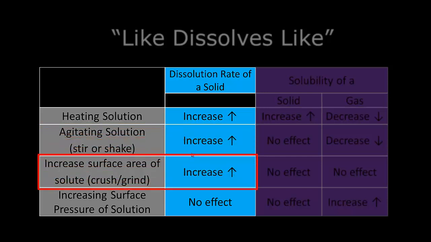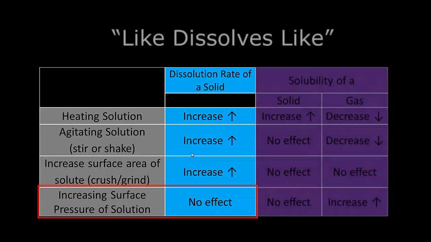Now, if you increase the surface area of the solute, the thing that you're trying to dissolve, that also increases the rate at which it will dissolve. And increasing the surface area means you crush or grind it. So if you have a piece of rock salt and you put it in some water, and then you have the same mass of granulated salt and you put it in some water, the granulated salt will dissolve faster because there's more surface area for the water to touch. Now, if you increase surface pressure, that has absolutely no effect on the dissolution rate of a solid.